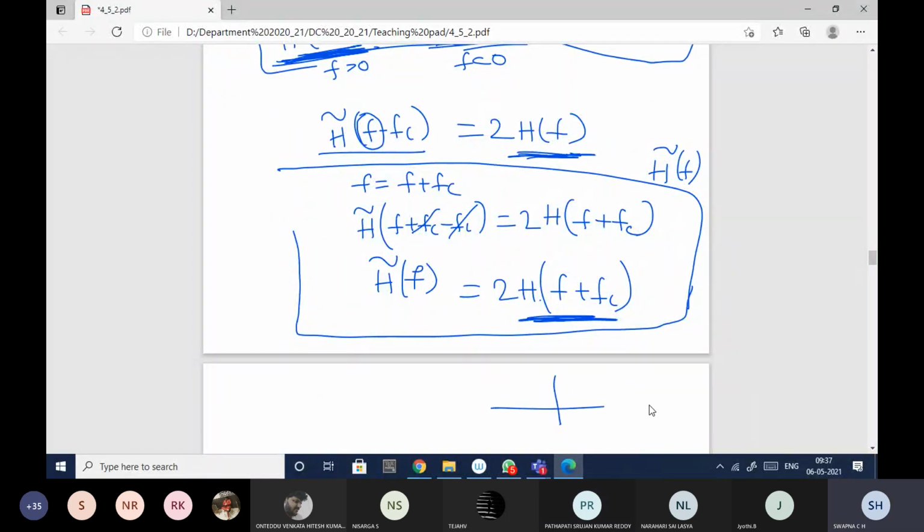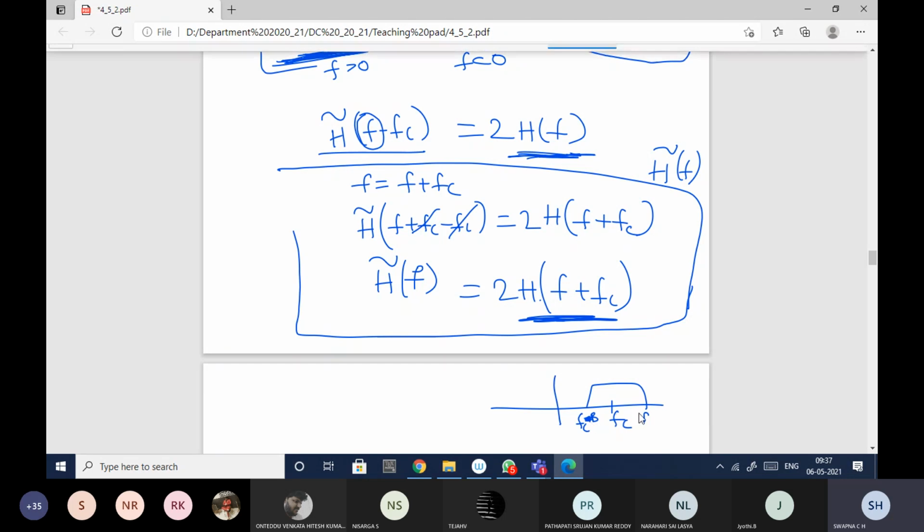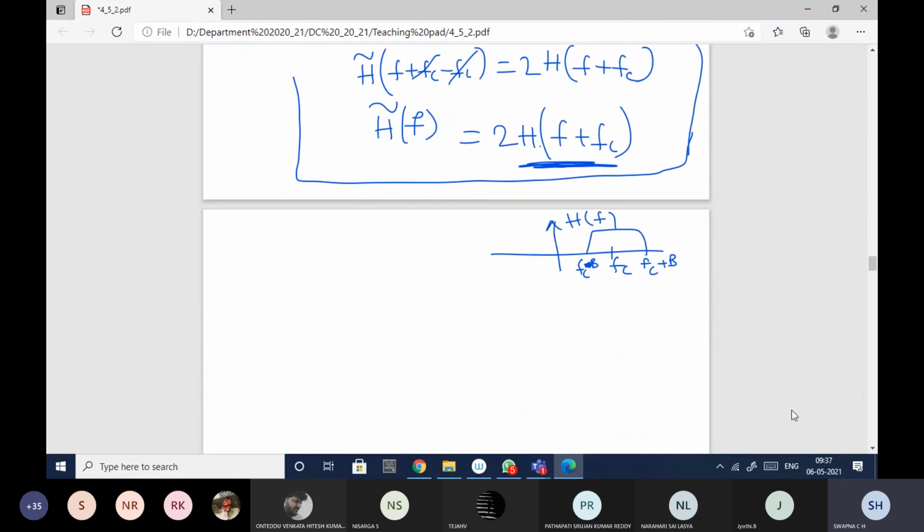Negative, ma'am. Negative in the sense, I had it like this: fc plus b here, fc minus b here, fc plus b. Now this is your h of f signal. Now you have to get h of f plus fc. That means you need f equal to minus fc here, here also minus fc, here also minus fc. When you do that, your spectrum will shift in this way. This will be 0, this will be minus b, and this will be b.